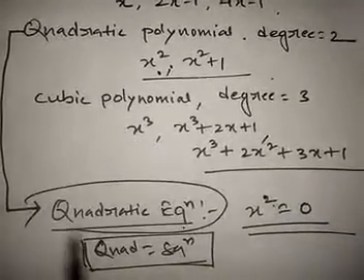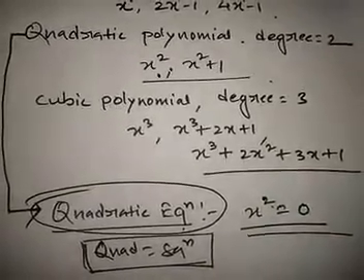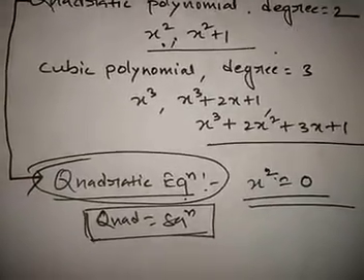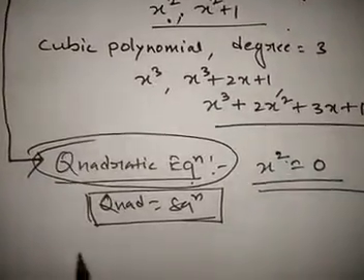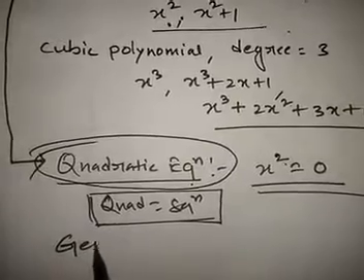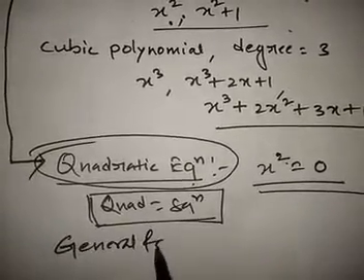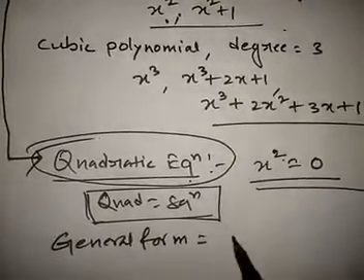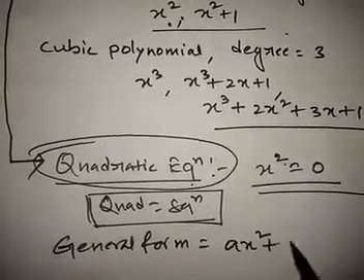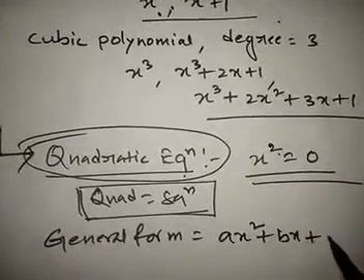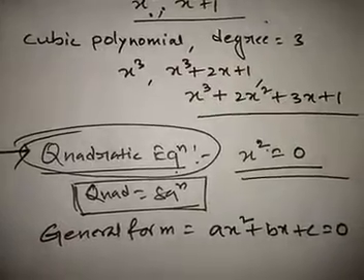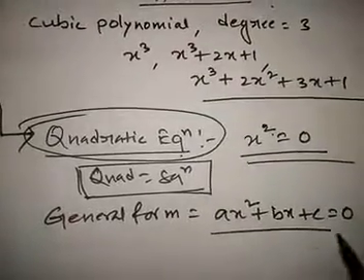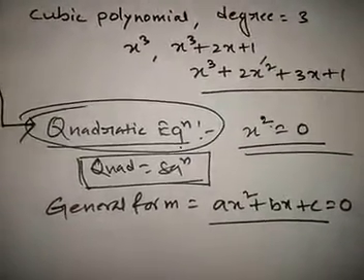Our today's topic is quadratic equation. So there is a general form for quadratic equation. This general form is ax square plus bx plus c equal to 0. This is the general form for quadratic equation.